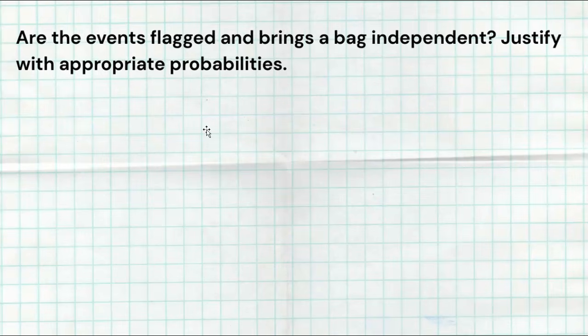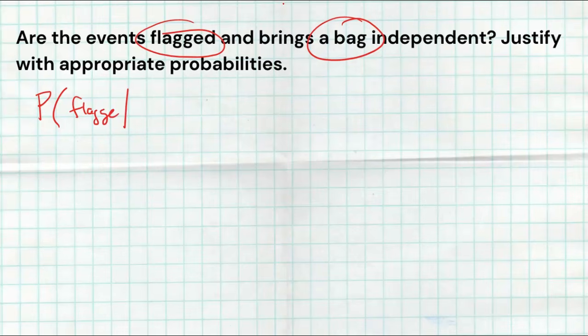All right. Are the events flagged and brings a bag independent? Justify with appropriate probabilities. Now, it's important that you understand there are multiple ways I can answer this question. Basically, I have two events, getting flagged for additional security and bringing a bag. So to prove independence, I can do one of two things. I could show that the probability of getting flagged, given that you have a bag, is equal to the probability of being flagged. If that's true, then we will have independence.